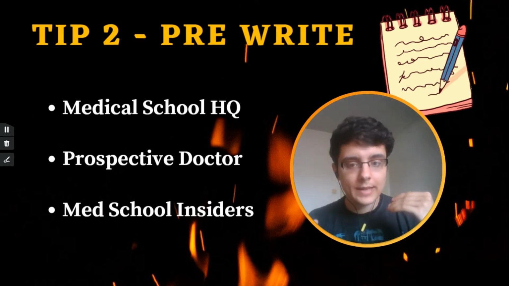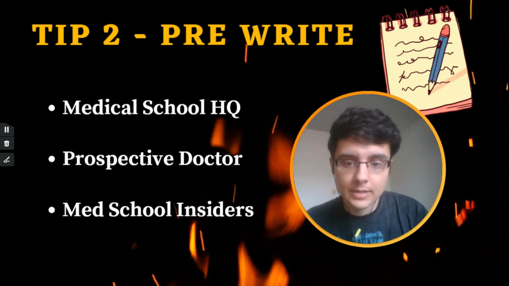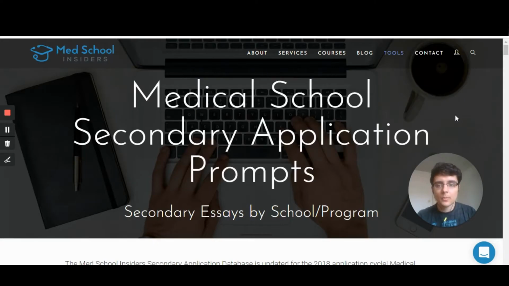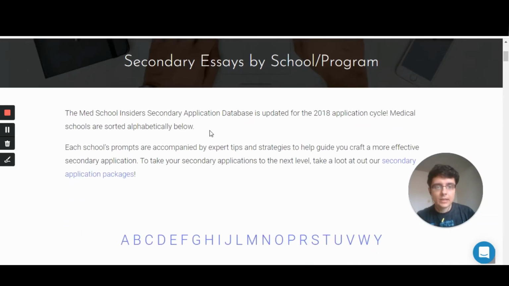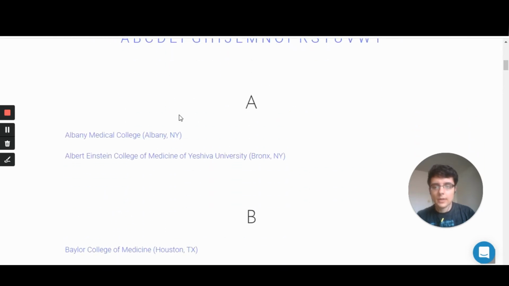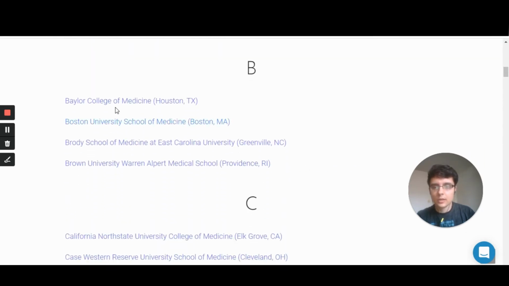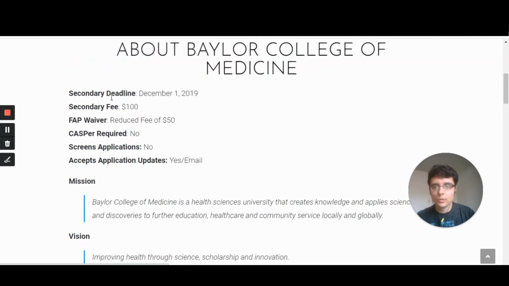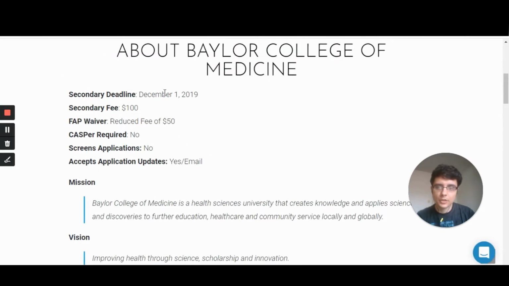So let's take a look, for example, at Med School Insiders and what the secondary prompts look like. You can see here I'm on the medical school secondary application prompts on medschoolinsiders.com, and they have the secondary essays for every school that you can possibly think of, listed in alphabetical order. Let's take a look at, for example, Baylor College of Medicine. If we click on it, it will direct us, and we can see they have a little bit more information. It'll tell you when the secondary deadline is, and this is for last year's cycle.